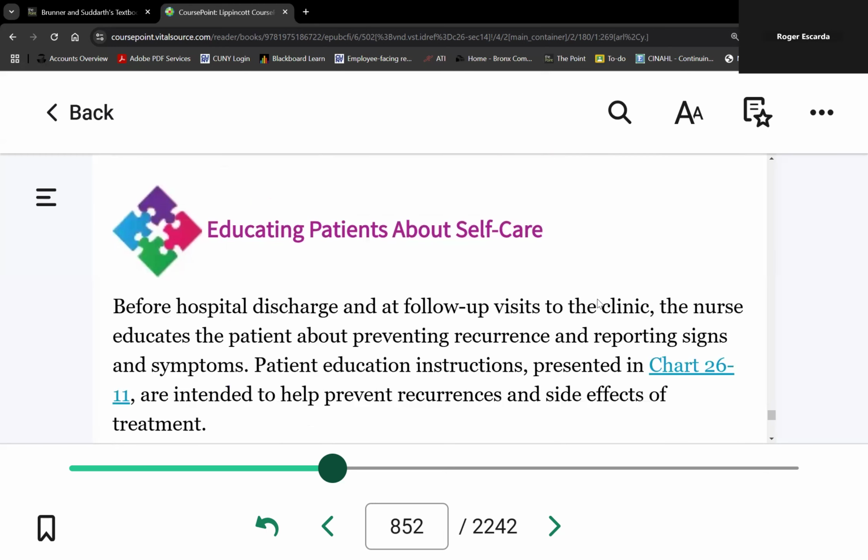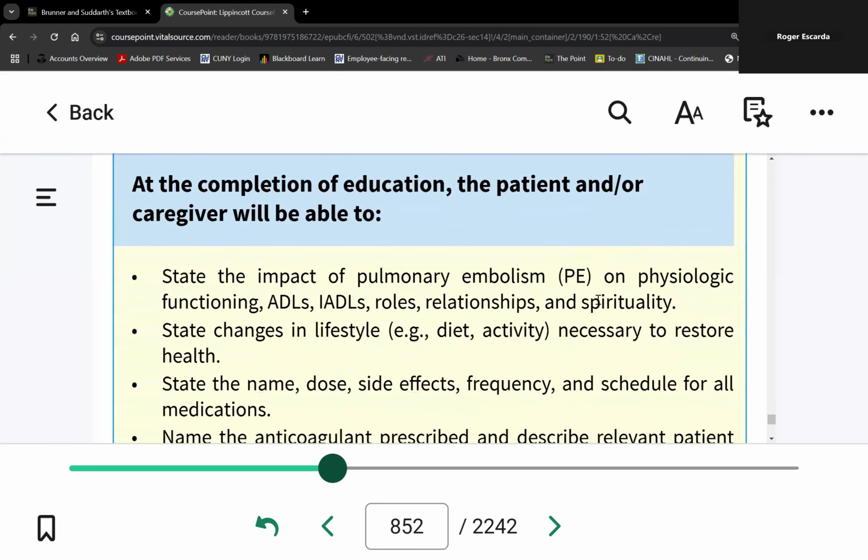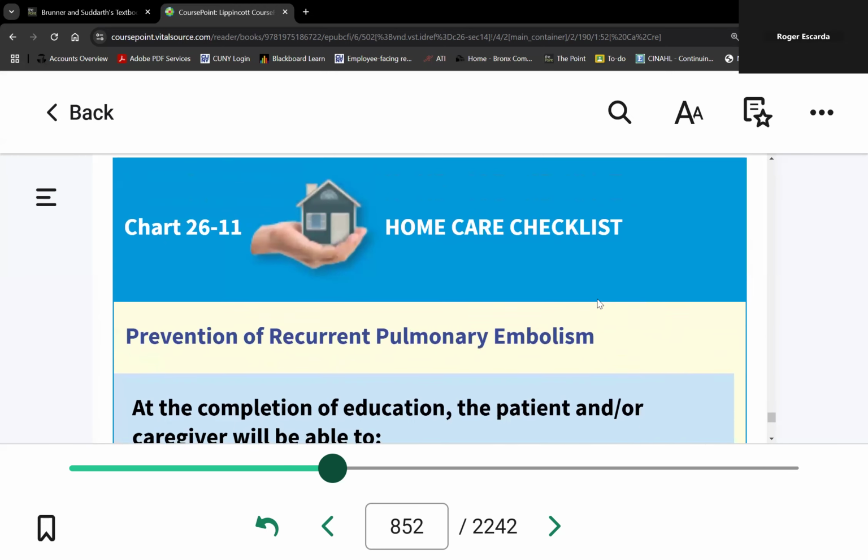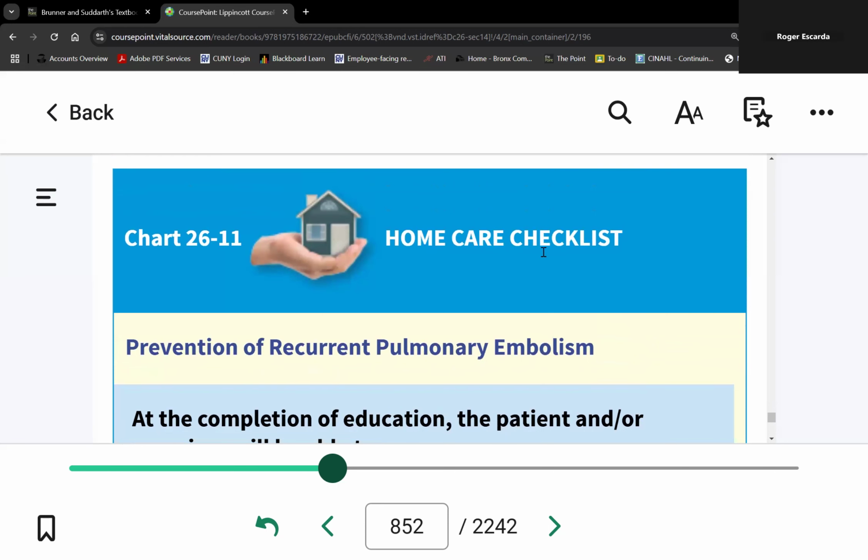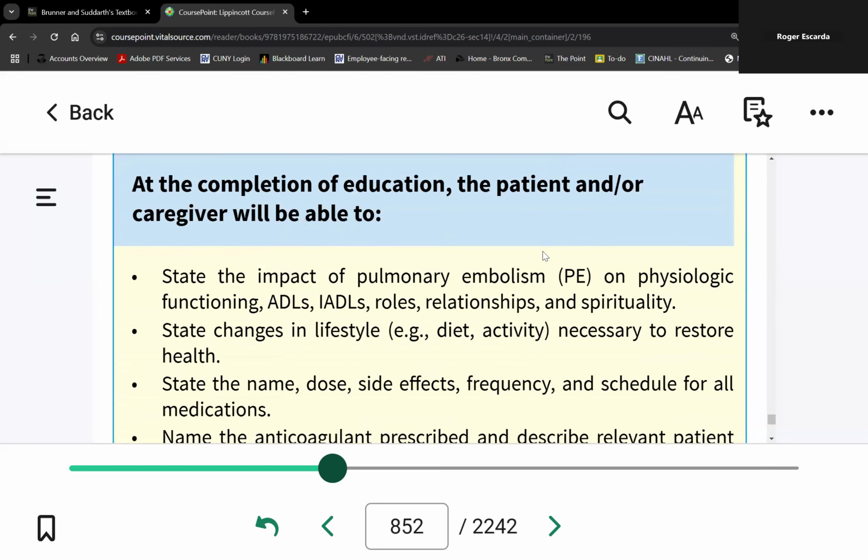And the goal, of course, upon discharge is to prevent new clots from forming. So we identify the patient's risk factors extensively and do extensive education that this is serious. They survived this one, great, congratulations, but you may die the next time. All right? And here's your summary. Chart 26-11, teaching for patients when you're discharging someone after a PE.